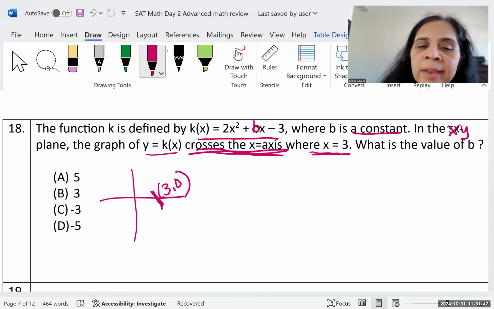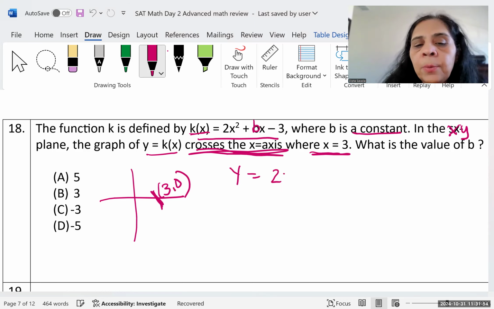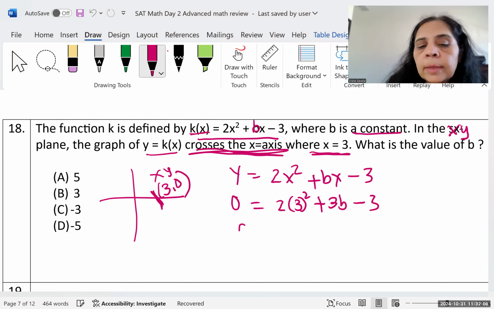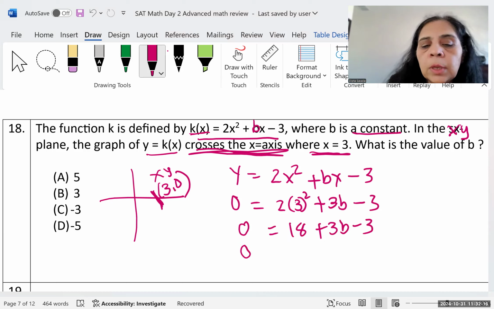So we can just plug in and find the value, right? So first thing, k of x is y, right? So we have the equation y equals 2x squared plus bx minus 3. I can plug in x is 3, y is 0. 2 times 3 squared plus 3b minus 3. 0 equals 9 times 2, which is 18. 18 minus 3 is 15. Subtract 15 on both sides.